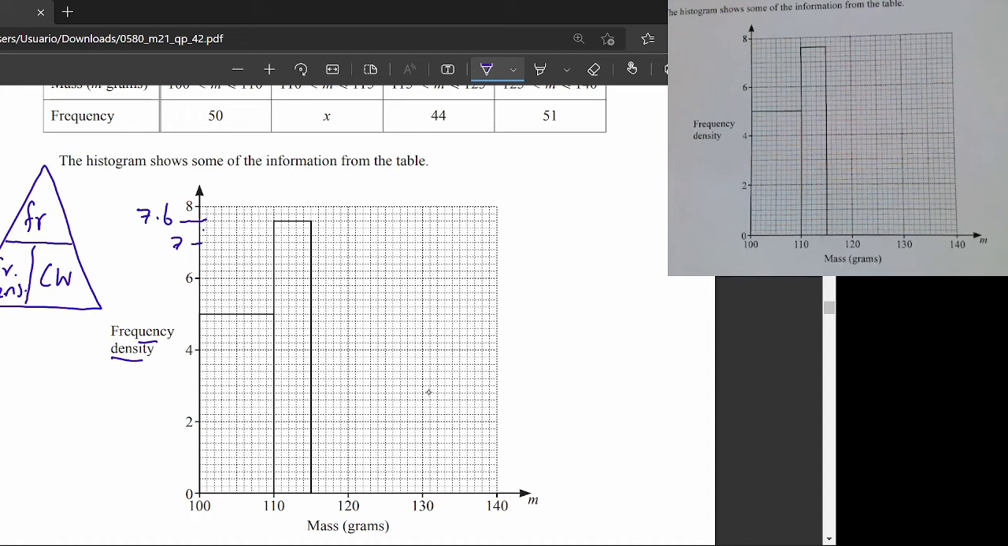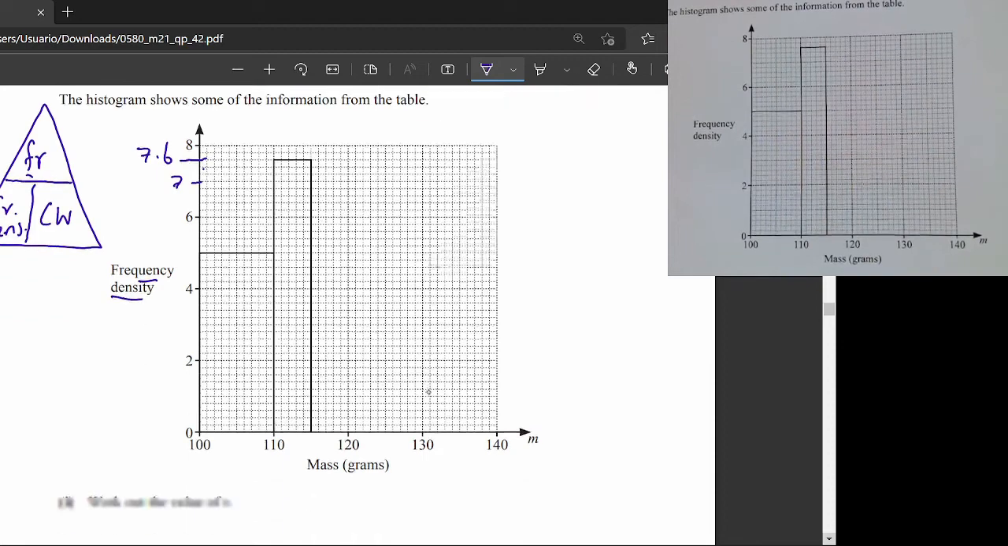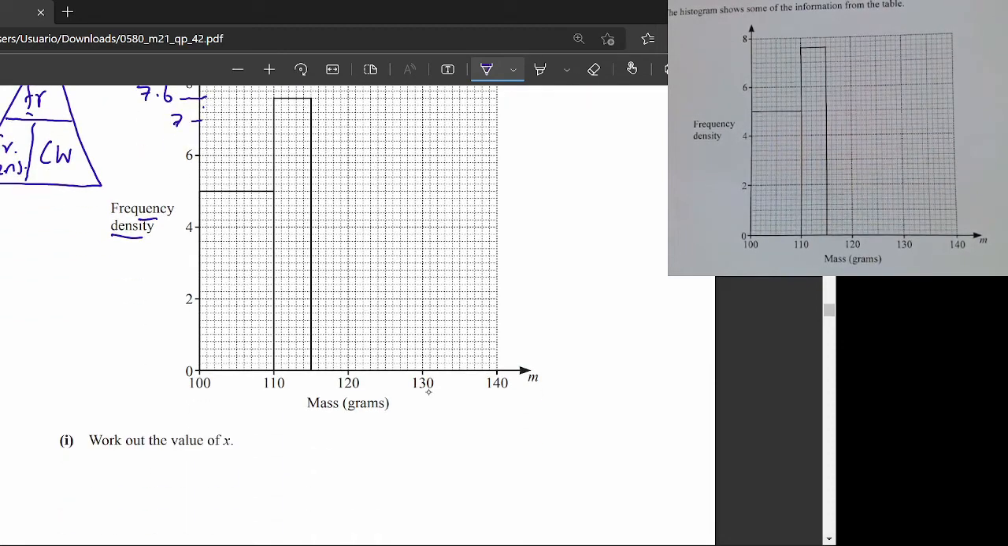So to work out the frequency, we need to do frequency density 7.6 times the width of the bar, which is 5. So let's write that down. X will be 7.6 times 5. Okay, 38.